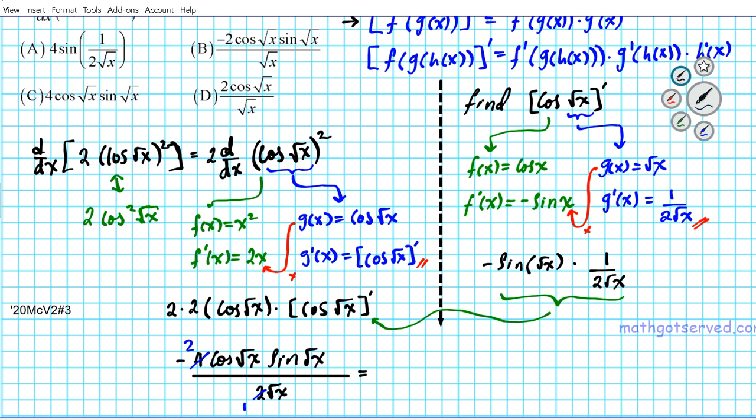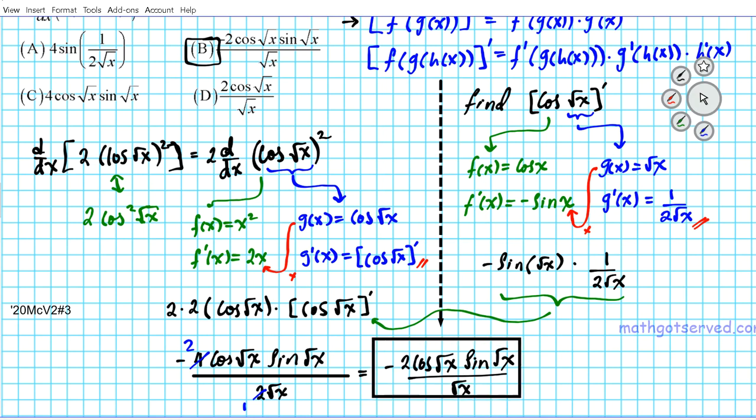Our final answer is negative 2 cosine root x sine root x divided by root x. And if you look at the options, the answer to question number 3 is option letter B. So this is an example of how you apply the chain rule twice in finding the derivative of 3 functions that are composed with each other.